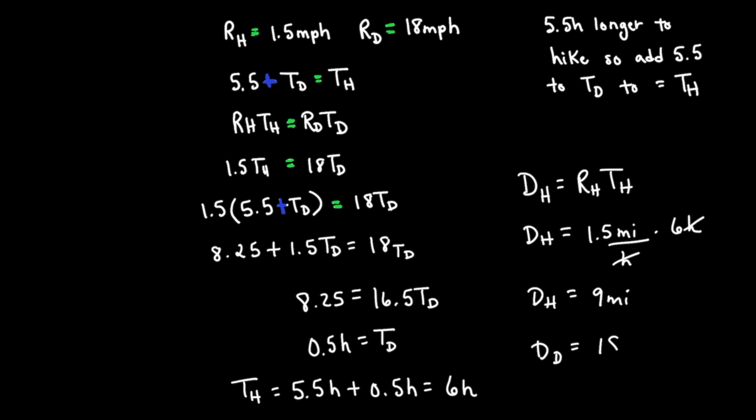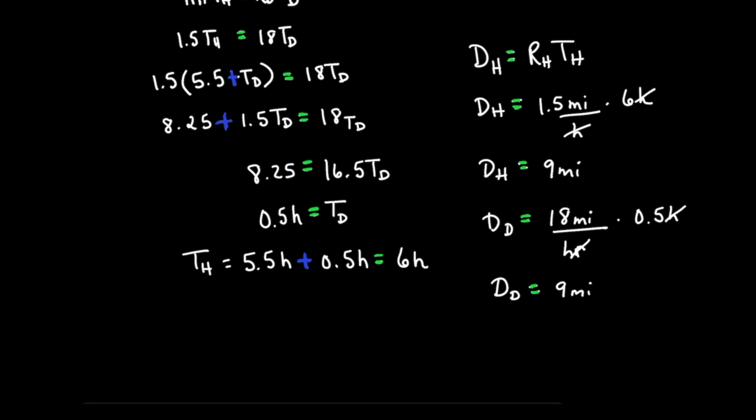So the driving distance will be the same, but we're just going to show it for completeness' sake. We have 18 miles per hour times half an hour. You can cancel out those hours, and it's 18 times 0.5, which is 9 miles again. So it works out.